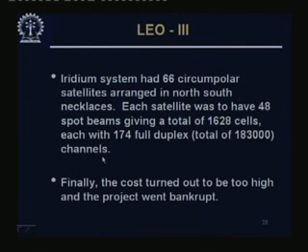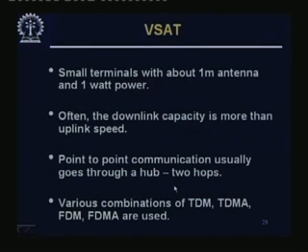Iridium system had 66, as I said. So, each satellite was to have 48 spot beams, giving a total of 1600 cells, each with 174 channels, but 174 channels or a total of 183,000 channels are not that many globally, because terrestrial service providers routinely give millions of channels over the area. So, finally, the cost turned out to be too high and the project went bankrupt.